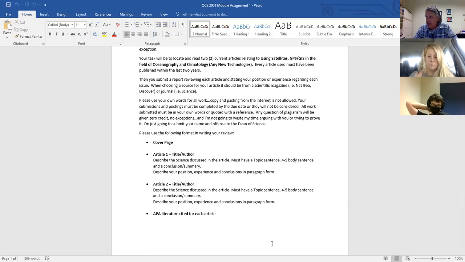Describe in paragraph form: write the article title and the author, describe the science in the article, with a topic sentence, 3 to 4 supporting sentences, and then a conclusion and summary. So that's 1 paragraph. Second paragraph, describe your position, experience, or conclusions. So basically, you have cover page, title, author, 2 paragraphs, title, author, 2 paragraphs, and then works cited underneath.